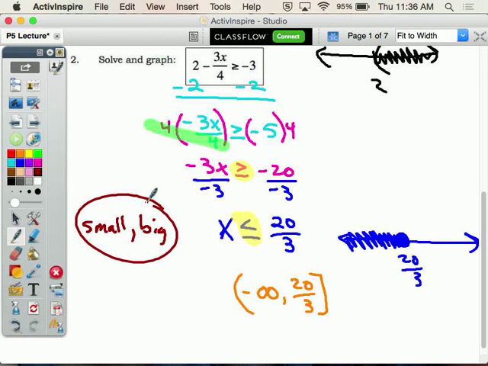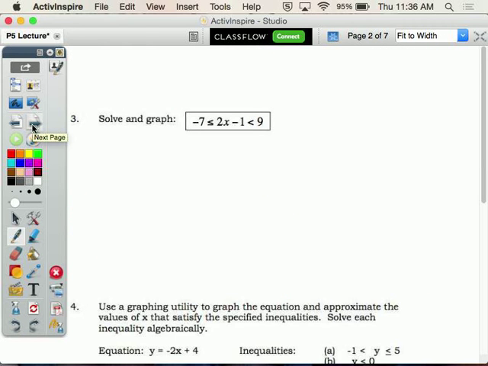Let's try another one. In this next one, the thing that's different is instead of being 2 sides to an inequality, there are 3 parts, a middle, a left, and a right. Don't worry, not a big deal. It's just that you're going to be affecting 3 parts instead of 2 parts when you make your movements. So as I look at number 3, what I notice is in the middle, to get the x alone, I'm going to need to add 1 to all parts.